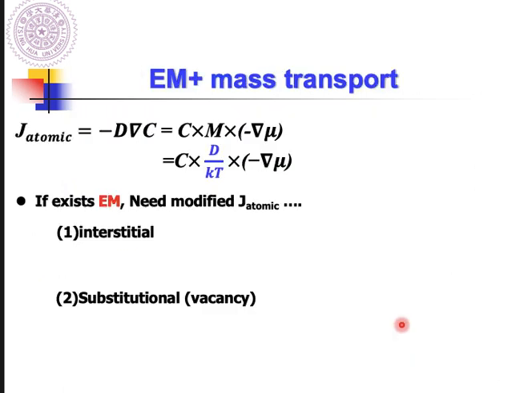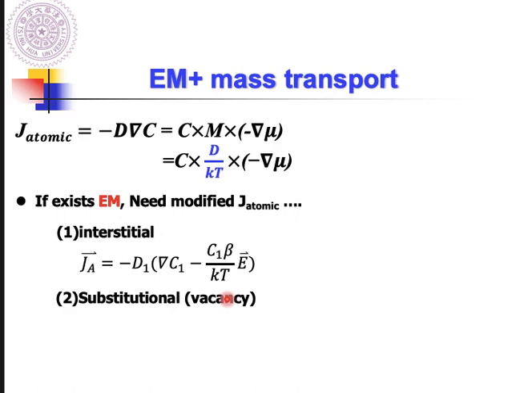So let me give you a quick summary for electron migration. If we observe electron migration happening in our materials, we need to modify the atomic flux of the atoms, no matter whether it's at the interstitial site or the substitutional site. First of all, you need to determine what kind of material system you are dealing with.